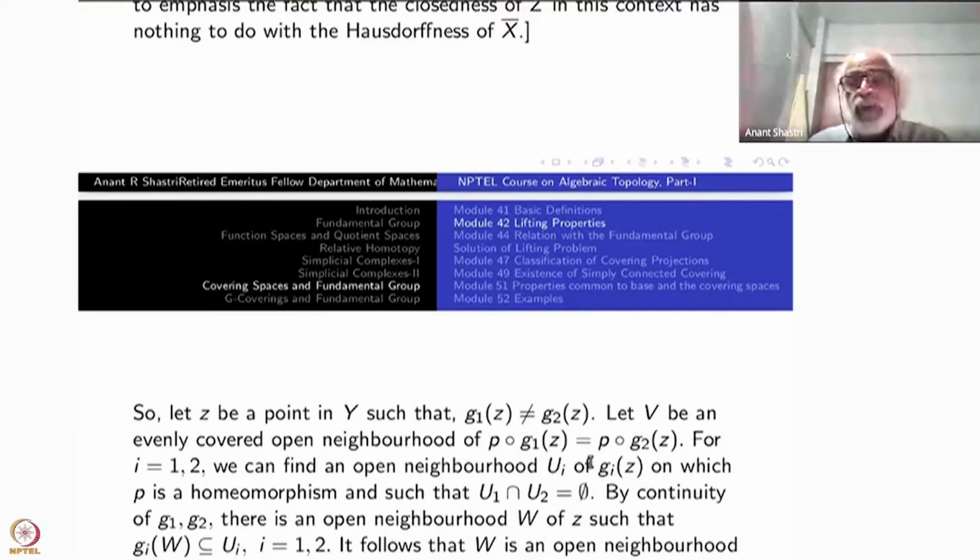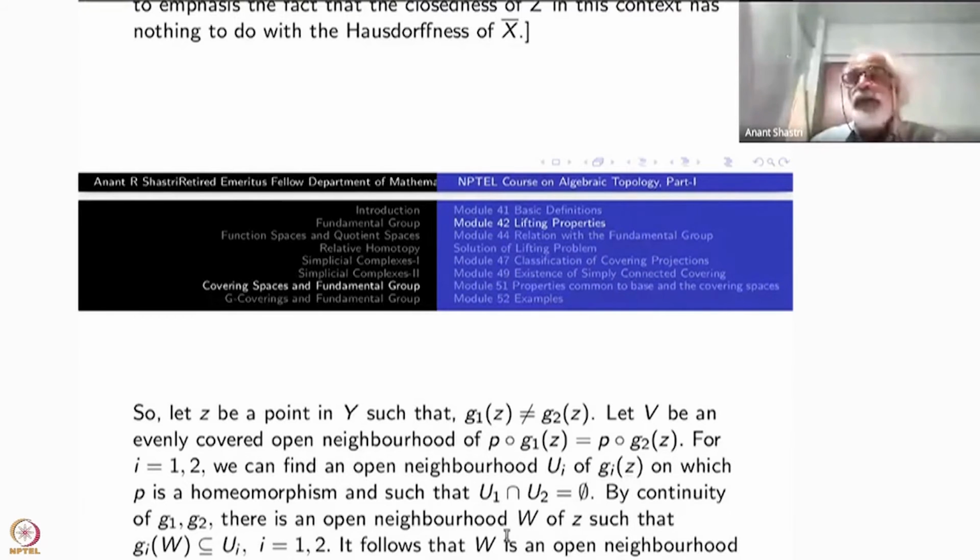All that I have to do is take this point G1 of Z, P of G1 of Z is X, and then take an evenly covered neighborhood of that. Look at the inverse image. G1 of Z will be in one of them, and G2 of Z will be in another one of them. They are coming to the same point and cannot be in the same open set above. So you get U1 and U2, which are disjoint.